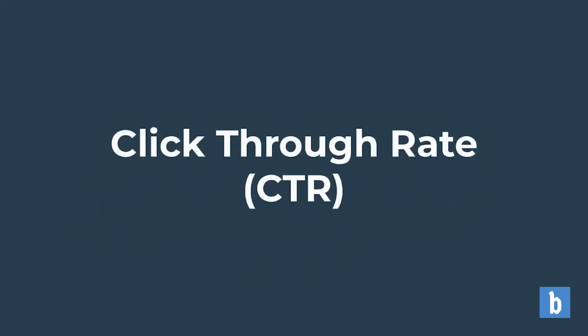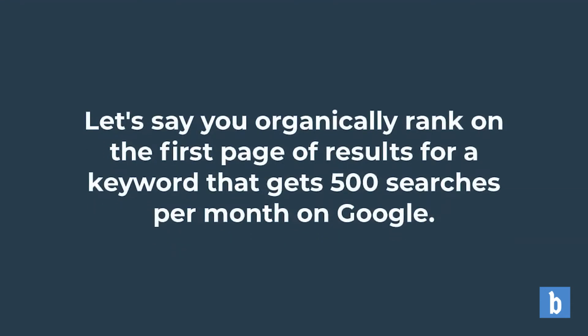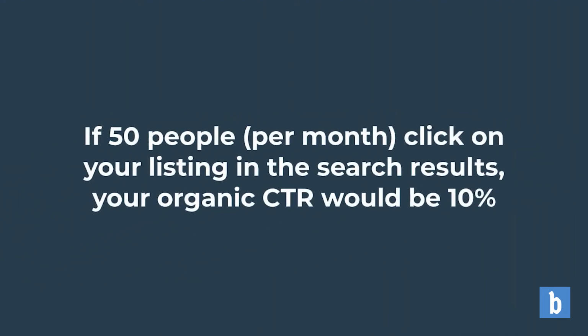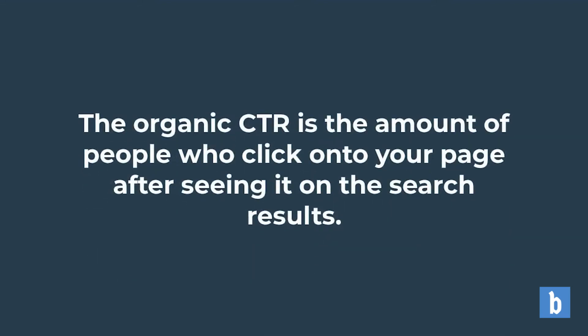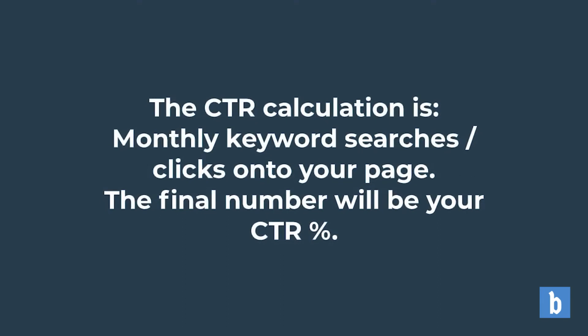Next, you want to take a look at the click-through rate or the CTR for your keyword. How can you calculate your click-through rate? Let's say you organically rank on the first page of results for a keyword that gets 500 searches per month on Google. If 50 people per month click on your listing in the search results, your organic click-through rate will be 10%. The organic click-through rate is the amount of people who click onto your page after seeing it on the search results. The click-through rate calculation is monthly keyword searches divided by clicks onto your page. The final number will be your click-through rate percentage.